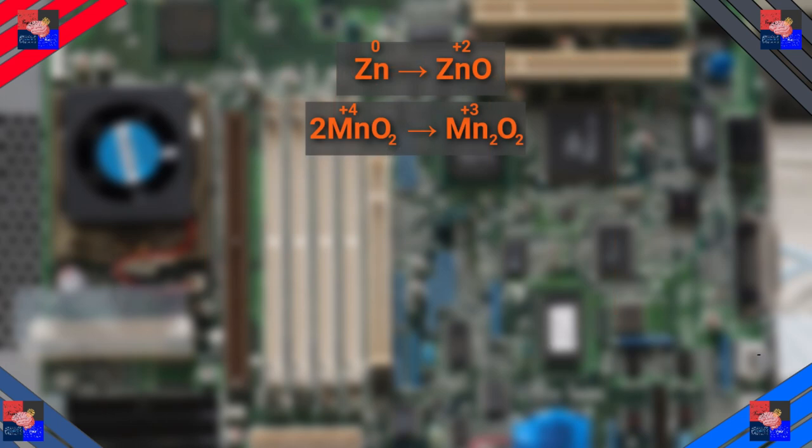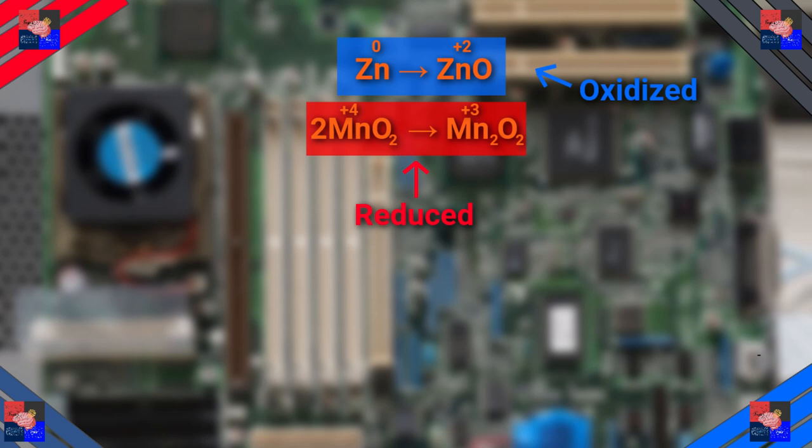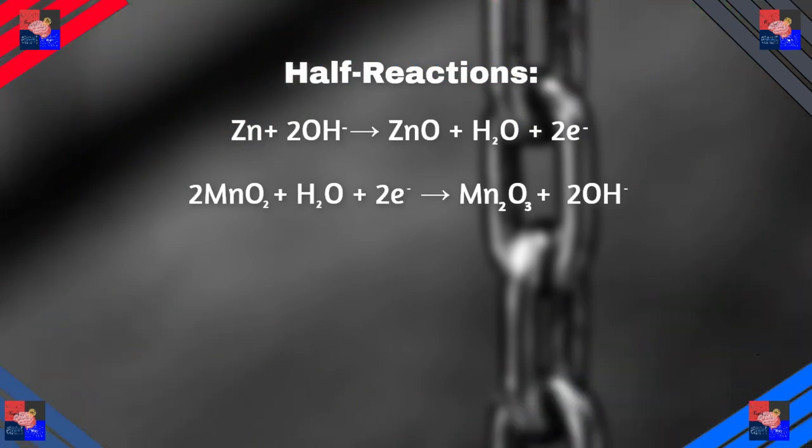Here, the zinc has a 0 oxidation state and it turns into a +2 oxidation state, because oxygen has an oxidation state of -2. If you want to know how this works, then I highly recommend checking my redox reaction video. And in manganese dioxide, manganese is reduced from +4 to +3, because if you do the maths, then we can determine what the oxidation states are. Now here are the half reactions balanced, and the hydroxides and water come from potassium hydroxide, which is a basic solution, and that's why we call them alkaline batteries.